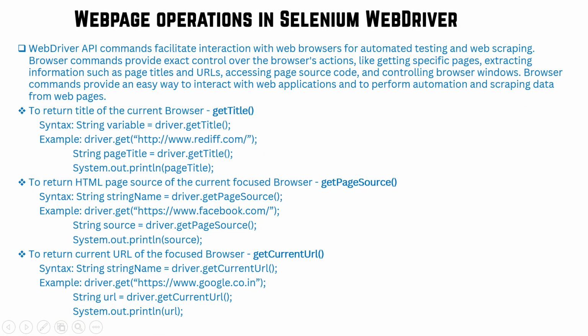Page source: in case sometimes you want to get the page source, you can call that method to return the HTML page source of the current browser. And to get the URL of the current browser, you use getCurrentUrl. These are the three methods. I already covered the majority of them.